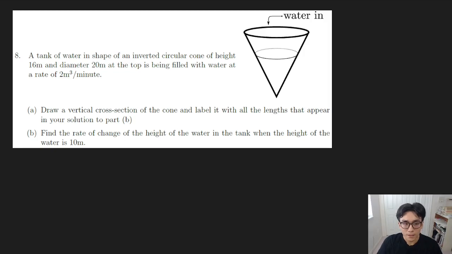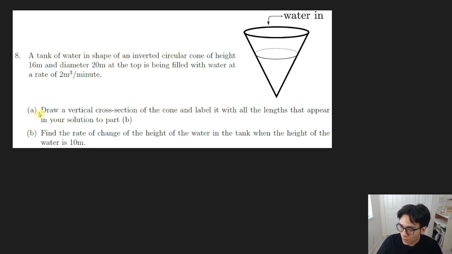Okay, this is UBC Math 100 Past Final Exam 2015, question number 8. And take a look at the question here. We have a tank of water, shape of an inverted circular cone of height 16 meters and diameter 20 meters at the top, being filled with water at a rate of 2 meters cubed per minute. And you can take a look at part A and B. They're kind of related, so you can't really do just one separate part from the other.